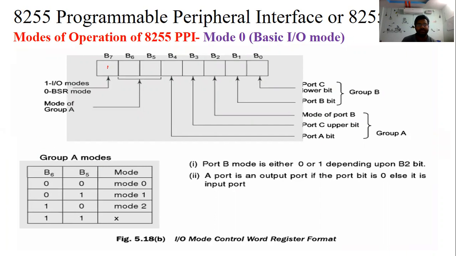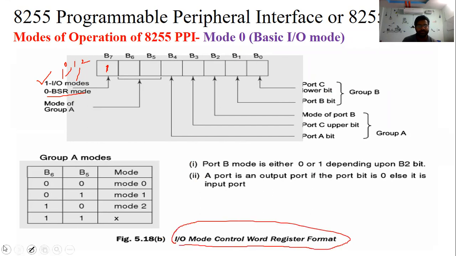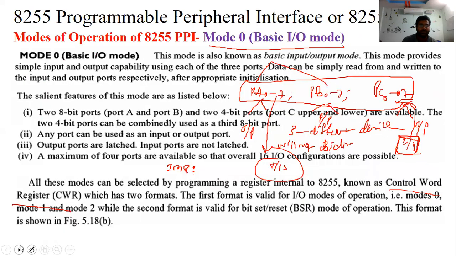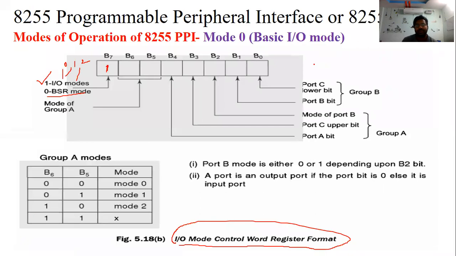If this bit is equal to 1, then only input output mode, nothing but mode 0, mode 1 and mode 2. Otherwise it works as a BSR. This CWR will indicate the group A port and group B port. Port C, port A, port B will work as input port or output port by seeing this input output control register. So that is mode 0.